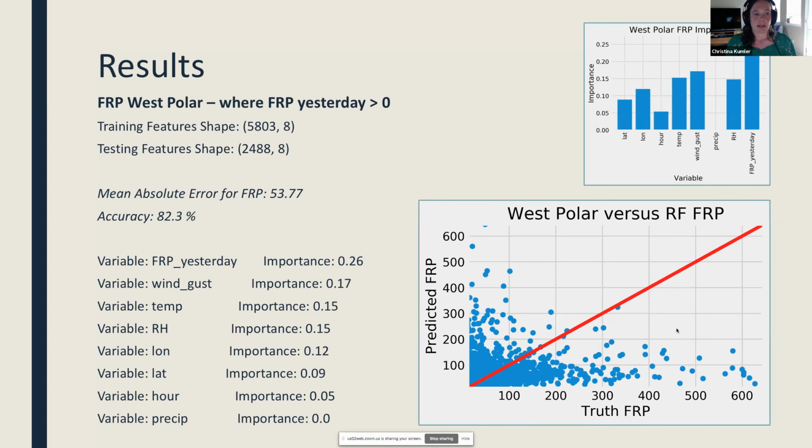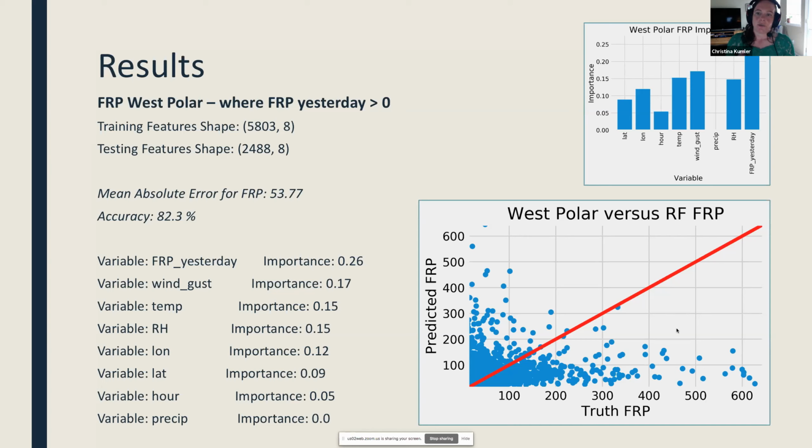So our second experiment was using polar FRP only on the western states, where again, yesterday's FRP is greater than 0, so the fire is already at least 1 day old. This greatly reduces our training data set. We have now about 5,800 training and about 2,400 testing. And some computer scientists who specialize in machine learning might say that's not enough. We understand, but we kept going anyways because this is not yet used in operation. And if we are able to use 2019 data, we'll be able to increase those numbers.